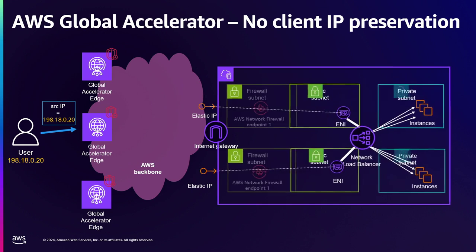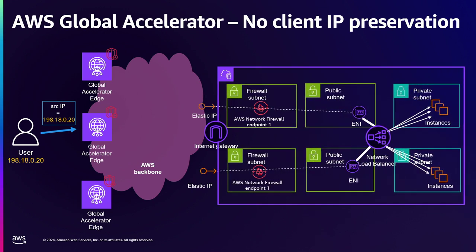But the good news is it's very easy to add inspection to this layer. Just like we talked about before, we can add a network firewall or we can add a Gateway Load Balancer endpoint in the path between the internet gateway and the network load balancer using the ingress routing option.